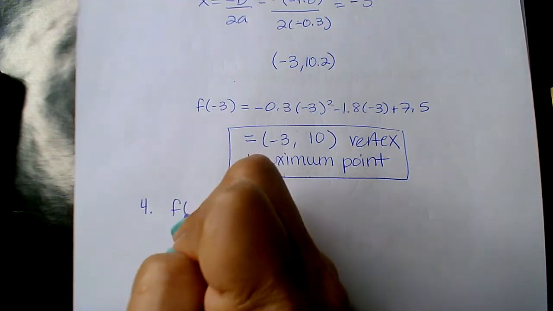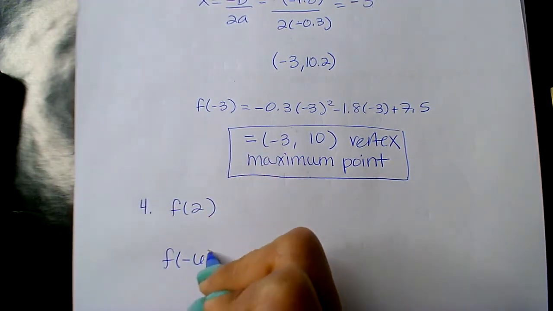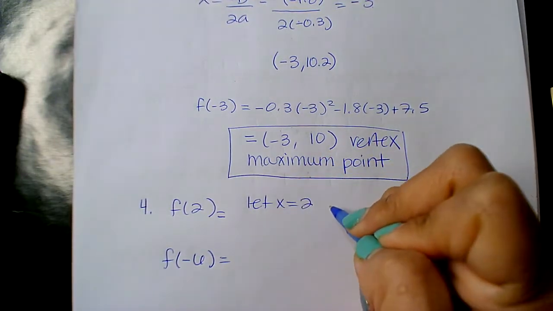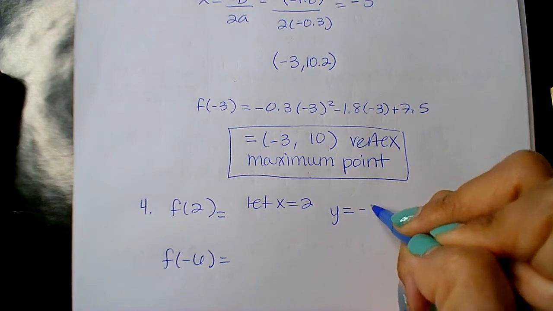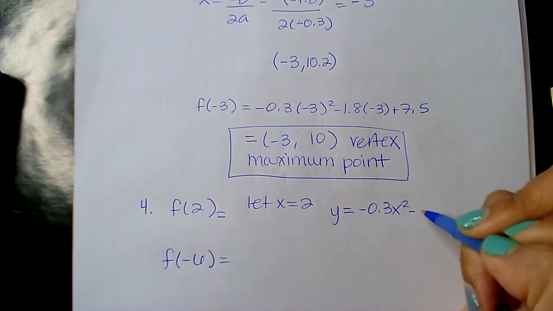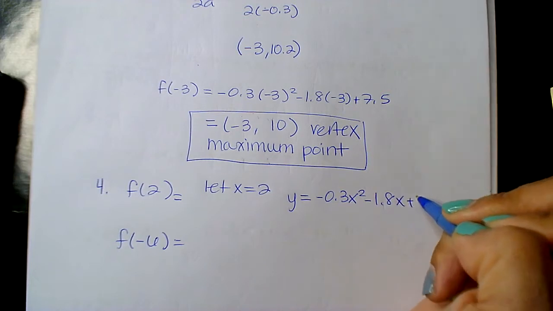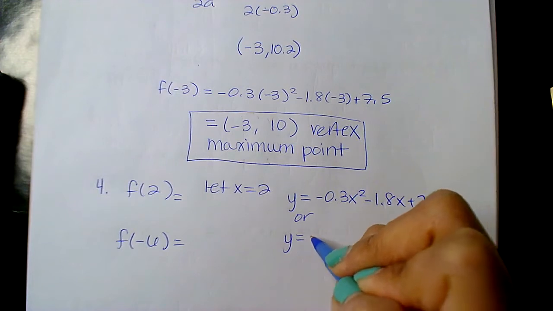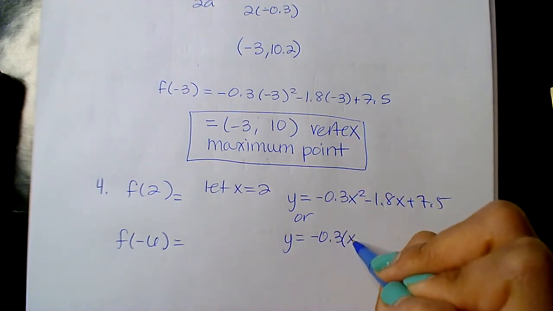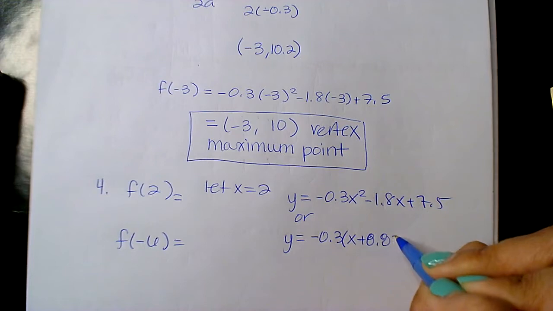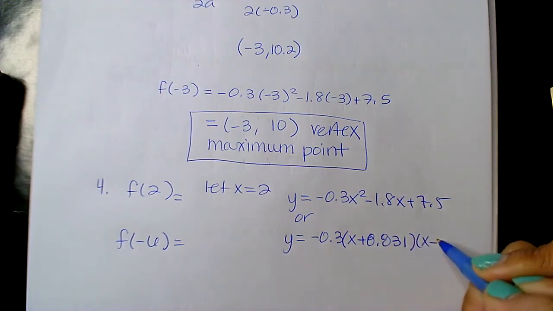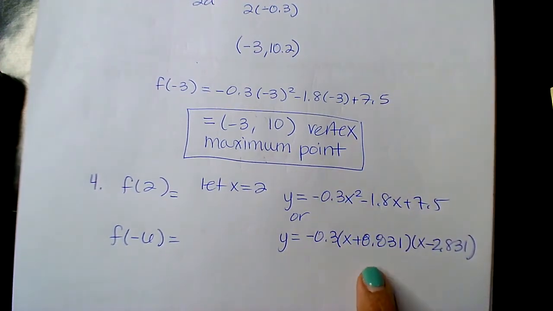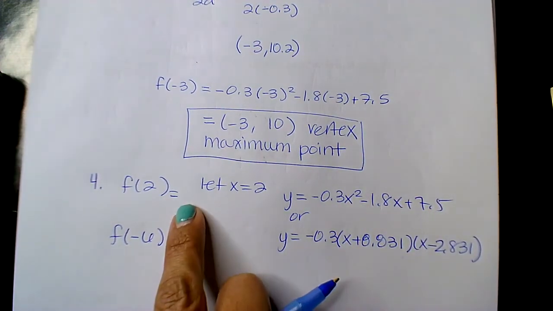If they're asking you for f of 2 and f of negative 6, all they're asking you to do is let x equal 2 into this. And it's up to you. If you want to use standard form, you can plug it into here, or you can choose factored form. It is your preference. Plug in the 2 in here or in here, but you're going to get the same value for this.